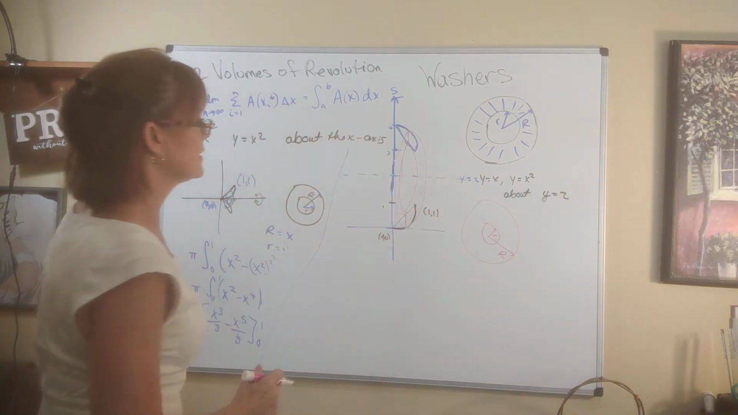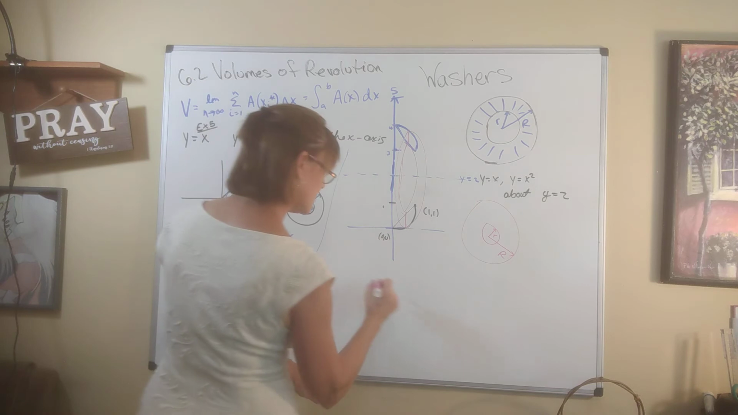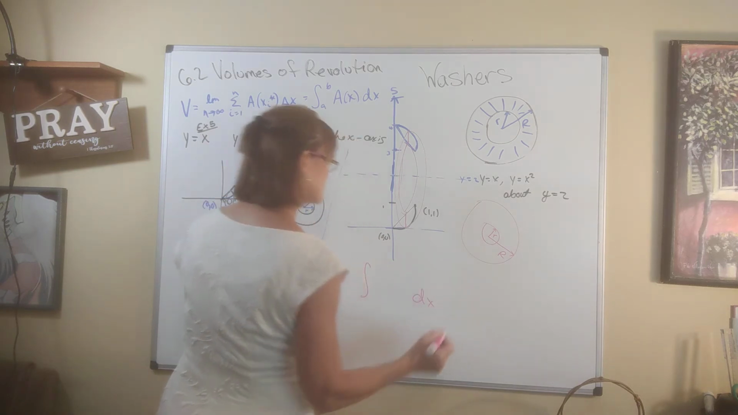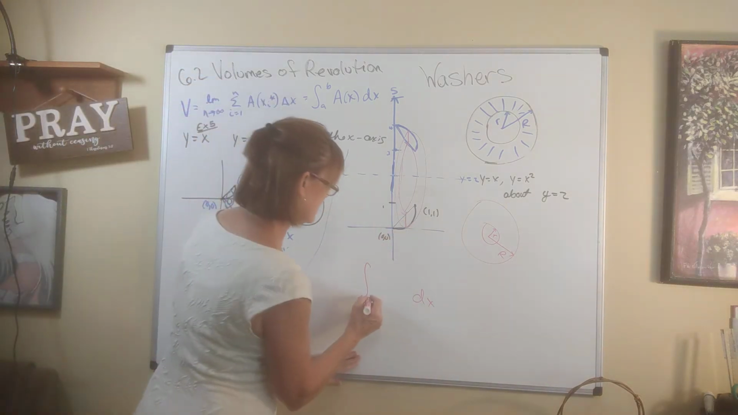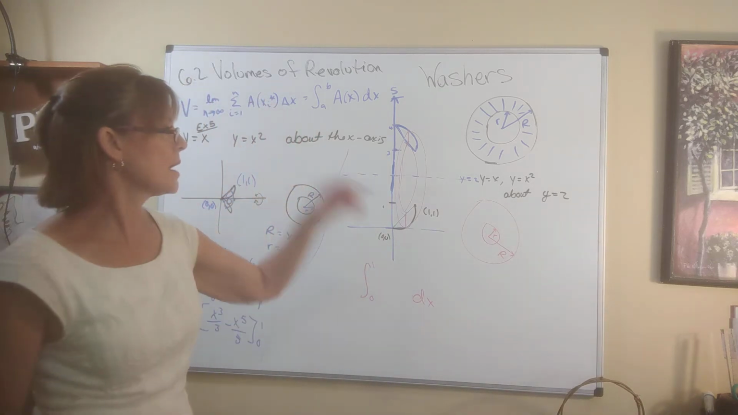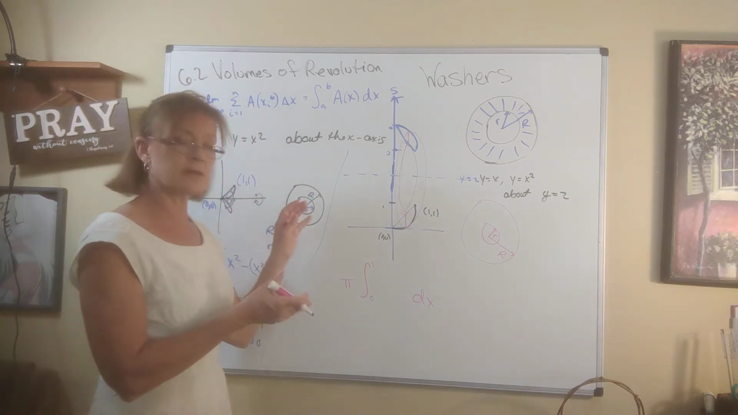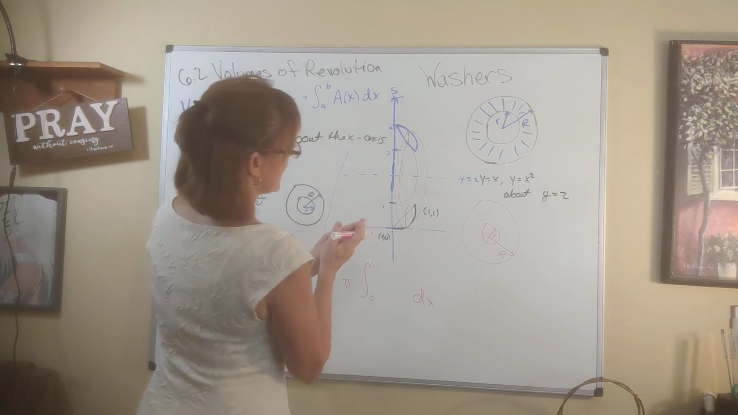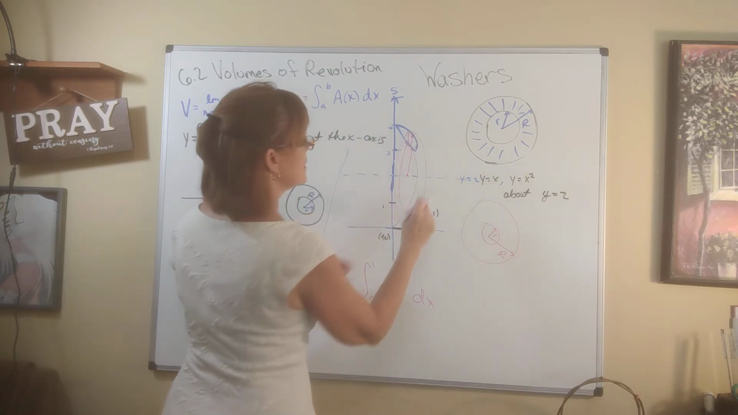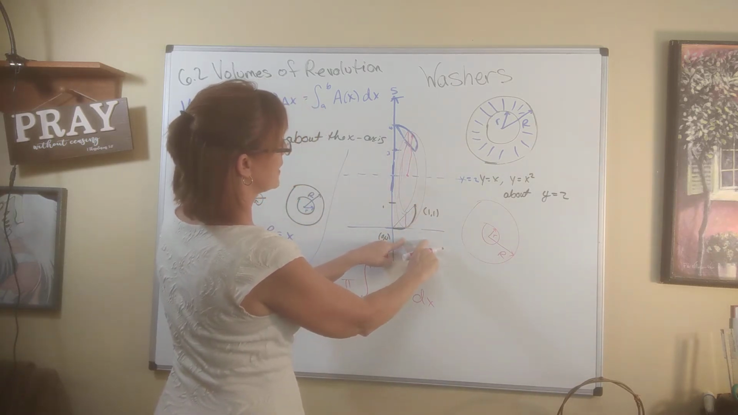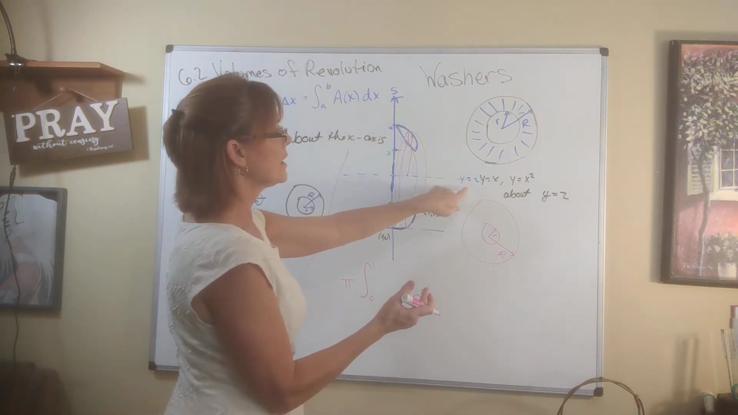So let me think. If I'm slicing this horizontally, this is going to be a dx. My slices are going to be from x is 0 to x is 1. Now I need to think about my radii. It's pi times the outer radius minus the inner radius, both of those squared. So my outer radius is going to be from here to the curve, x squared, right? But we have adjusted this. It's not from the x-axis. It's from this line y equals 2.